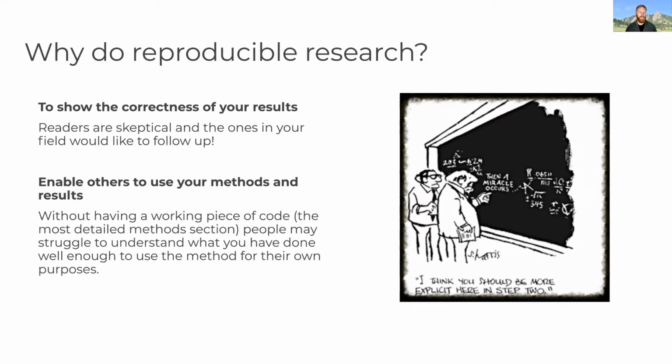Without having a working piece of code, people may struggle to understand what exactly it is you've done. It's hard to write a method section that is detailed enough to actually implement the exact same thing in code. And so really the code is, in a way, the methods section. And you want to avoid this picture on the right here where two scientists are talking and the main explanatory step is then "a miracle occurs" here. So basically that's what we're trying to avoid.